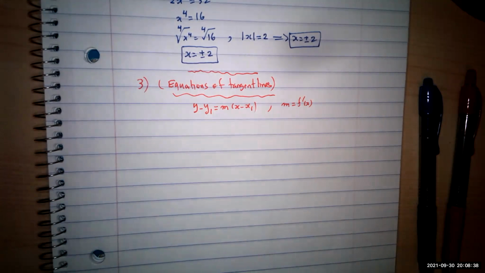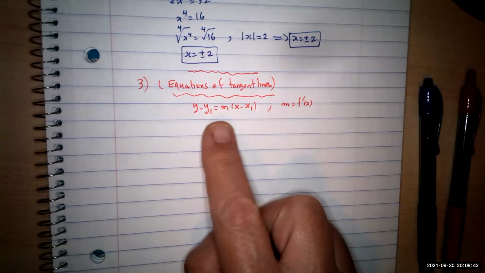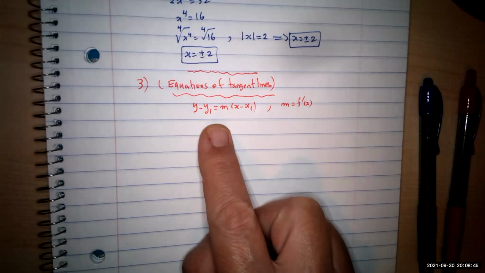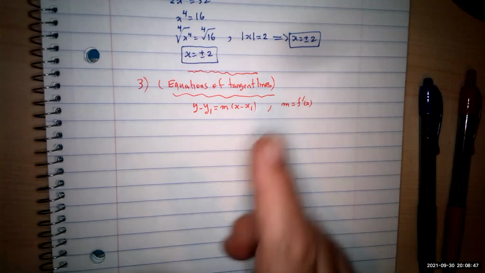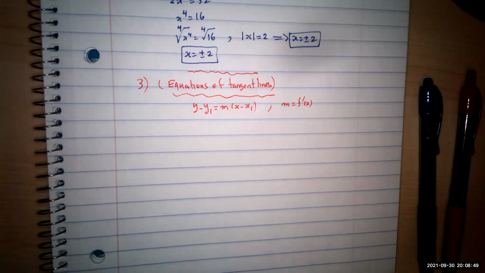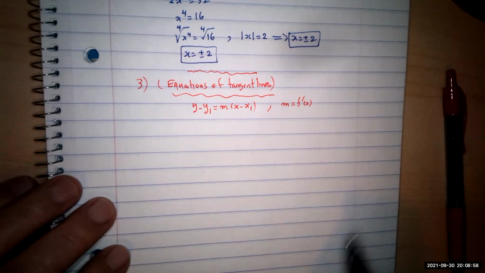So for these problems, what you need is a point, which is going to be x1 and y1. This is a point. And you need the slope, which is m. You should find m just using the derivative of the function. And there are 2 possibilities, okay? So let's take the first one.